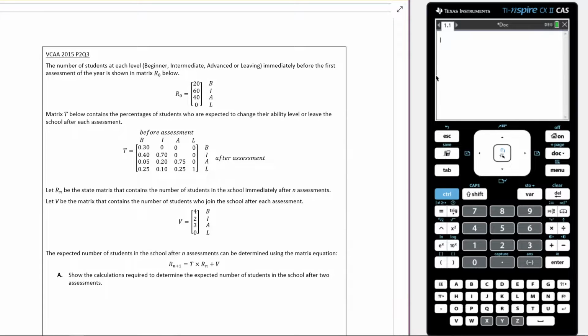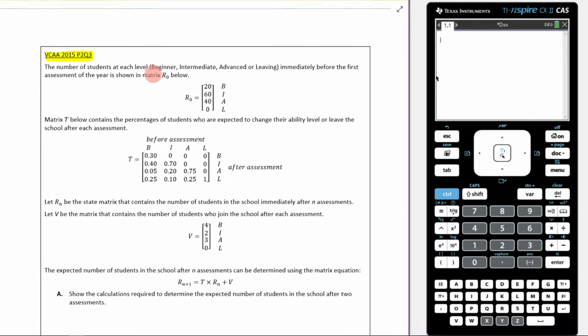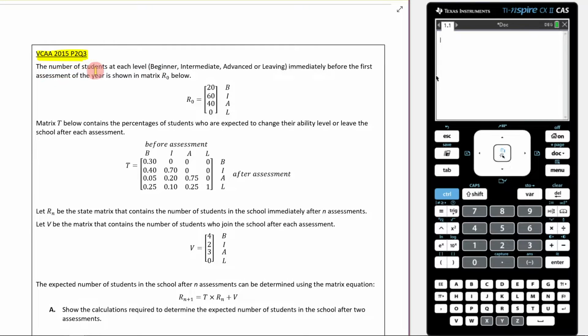Let's now answer this question before us. It is taken from VCAA 2015, paper 2, question 3. It reads, the number of students at each level, beginner, intermediate, advanced, or leaving, immediately before the first assessment of the year is shown here.